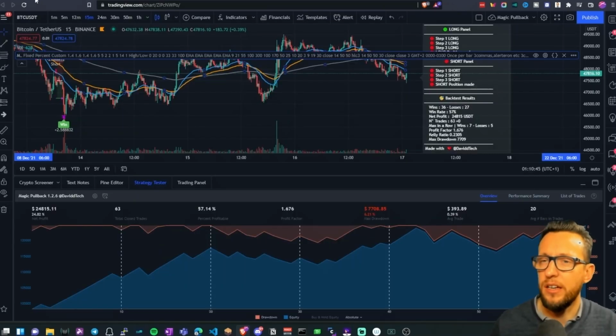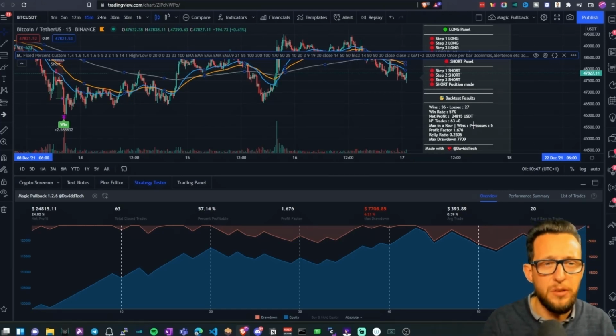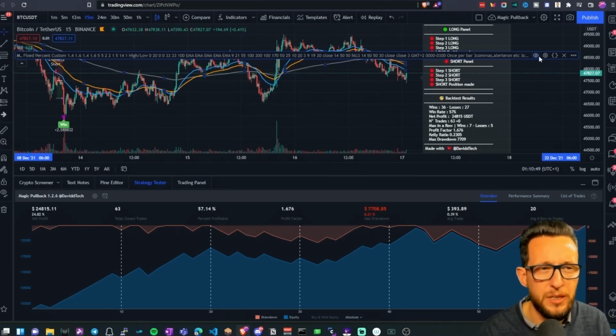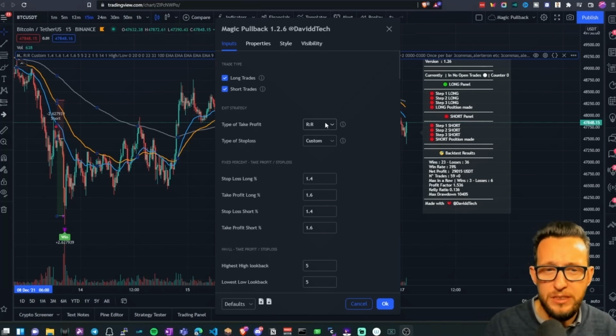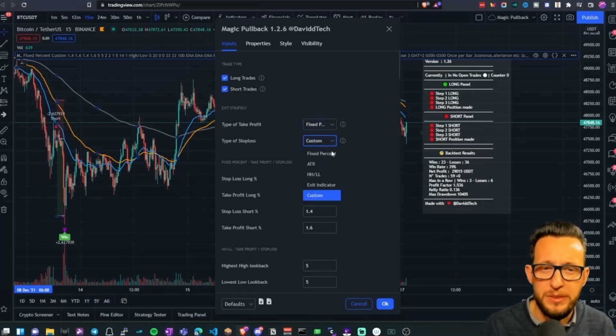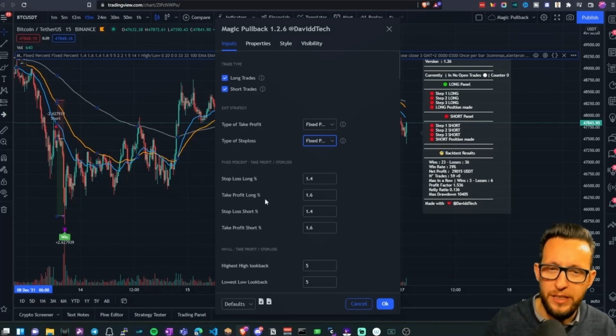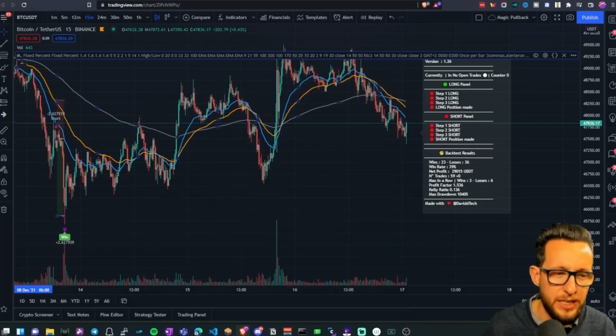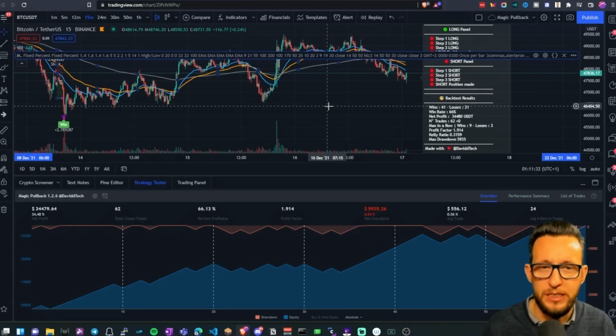But there is good news also. I have also been optimizing this on the Optimiser, and I've noticed that if you also change it to a fixed percentage here, and you set a stop loss of 1.4 and a take profit of 1.6, we get a higher win rate of 66%.